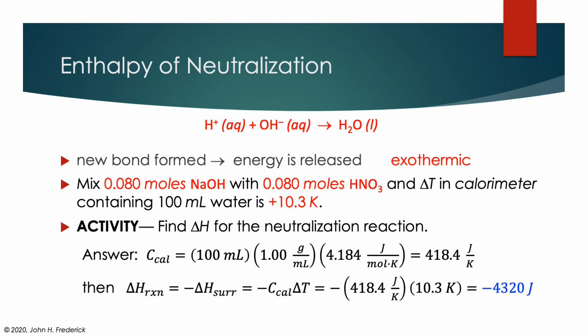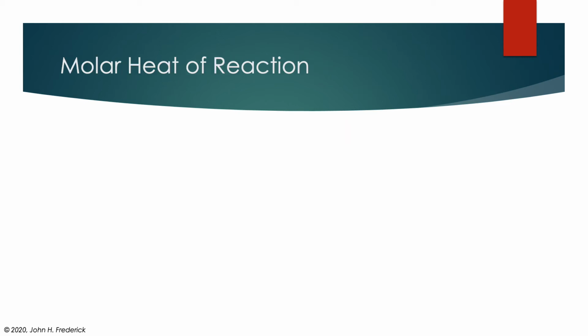It's going to be the negative of the enthalpy change of the calorimeter, so the enthalpy change of the reaction is going to be negative times the heat capacity of the calorimeter times its temperature change, which was 10.3 Kelvin. When we multiply all those together, we find that the overall enthalpy change for the reaction is negative 4,320 joules.